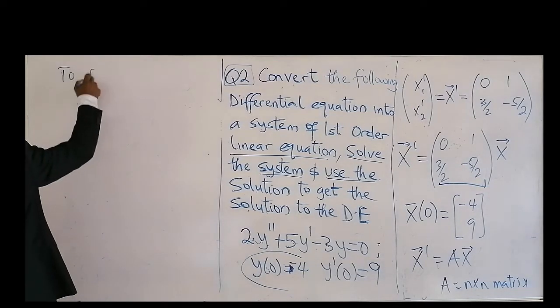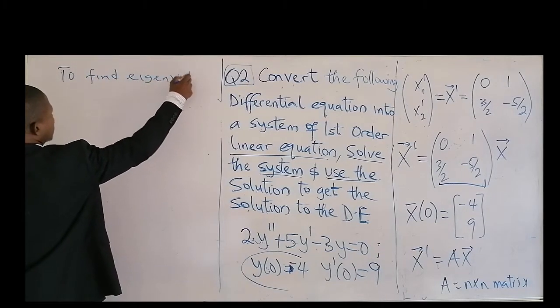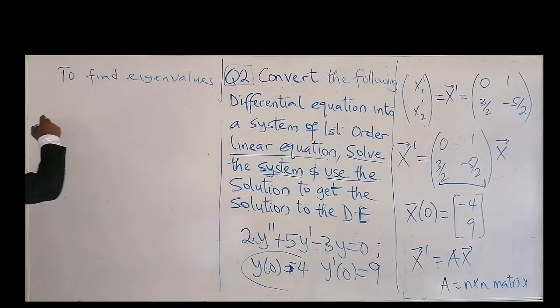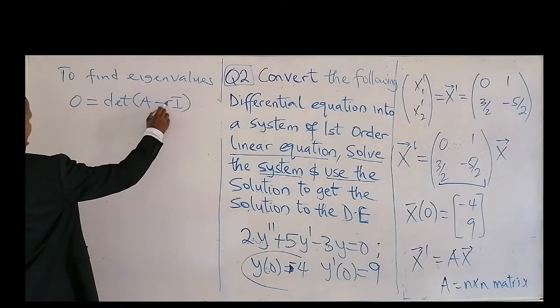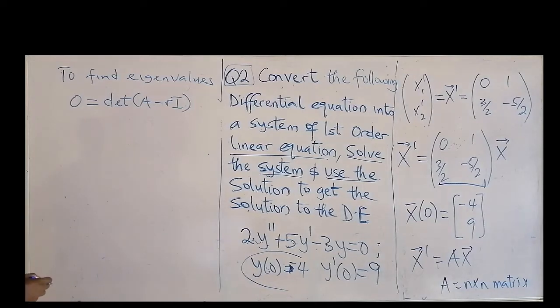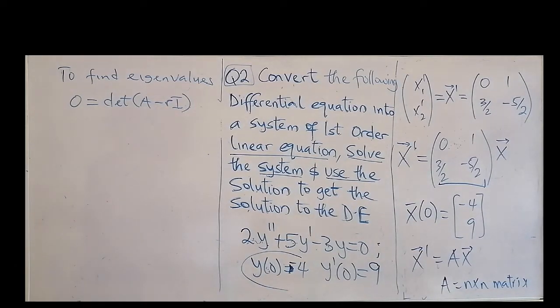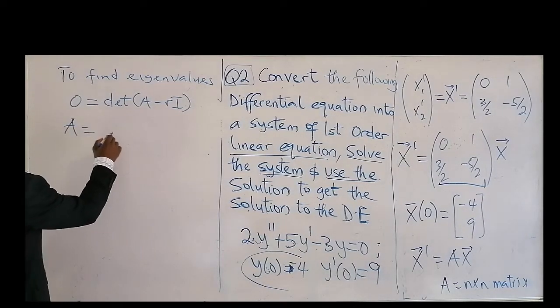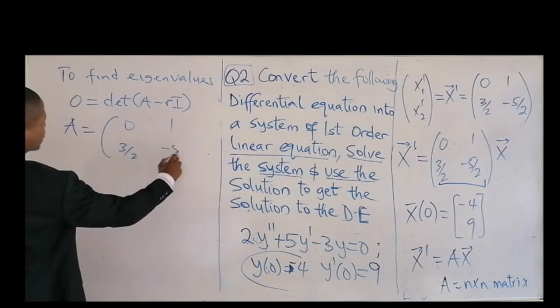To find the eigenvalues, we solve this system. The r is what we are looking for, the eigenvalue. This is the identity matrix. Okay, and don't forget, your A matrix is what? Your A matrix is 0, 1, 3/2, minus 5/2.